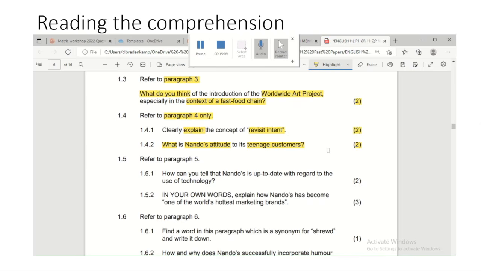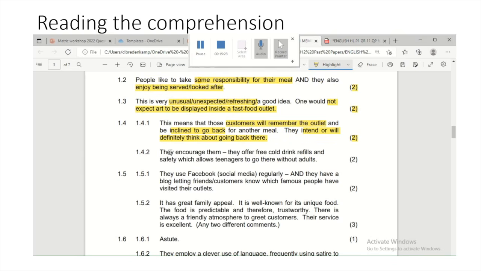It's explaining how Nando's was very clever and very witty in the way that it thought about incorporating teens instead of trying to get them away, trying to scare them away. So let's have a look at the memo. 1.4.2, they encourage the teens to come. Why and how do they encourage them? They offer free cool drink refills, okay? And it's also a safe place for teenagers to stay without adults. And here I've executed the 2 marks. It encourages them, they give them free refills, and you could have even said that it provides a safe place for teenagers to relax.